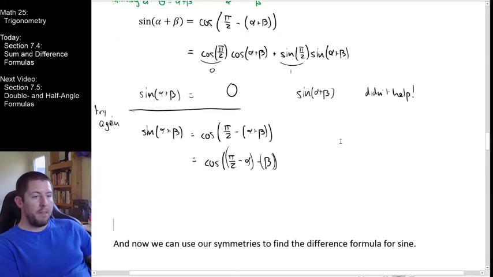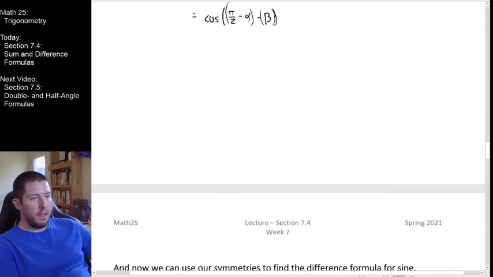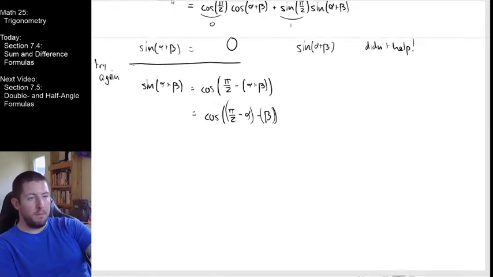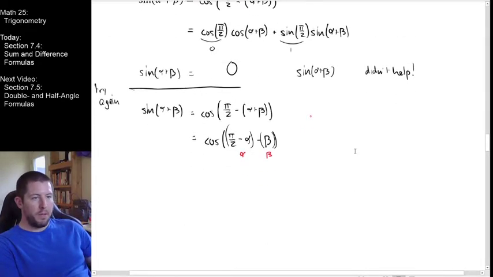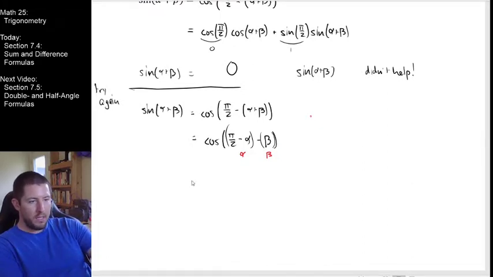So now I am thinking of the first term as alpha, and the second term as beta. By now I have by accident memorized my cosine formula. It should be cosine alpha, cosine beta. So I'm going to get cosine alpha, which here is pi halves minus alpha, times cosine beta, plus sine of pi halves minus alpha, sine of beta.